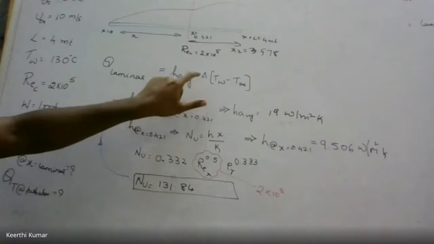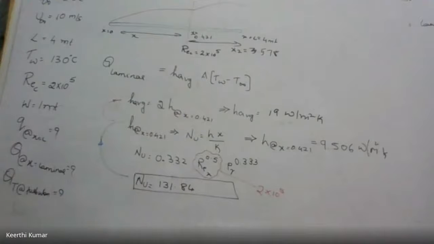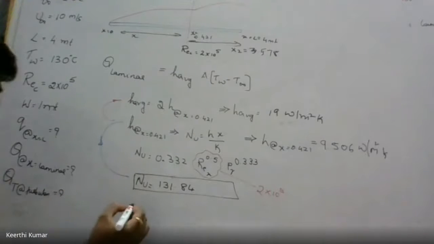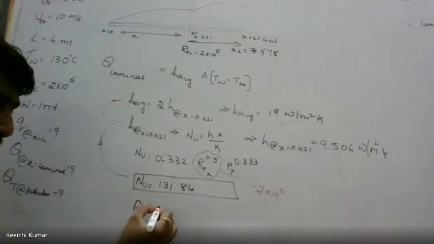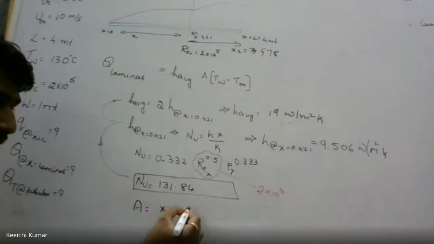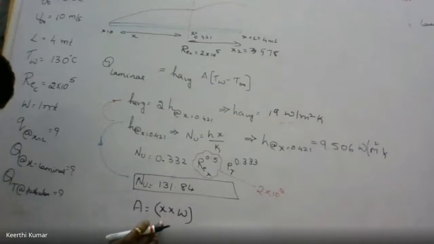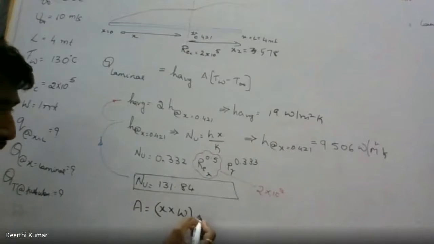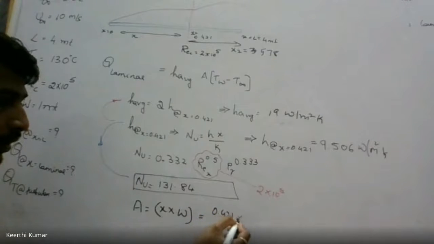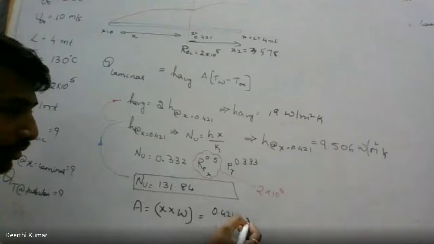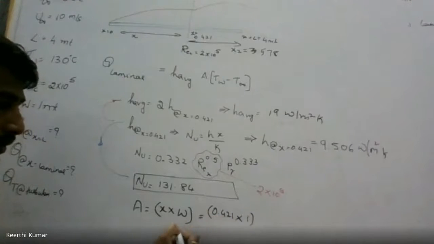Then what about A? The value of A, see yesterday, same question you asked. A, I will take not L into W, I'll take x into W. Why? We are doing everything only for the length of x, not for the entire length. So we'll take x into W as the area. So what is the x value? We've got 0.421 into W. What is W? W is 1 meter. So the value of A is equal to 0.421 meter square.